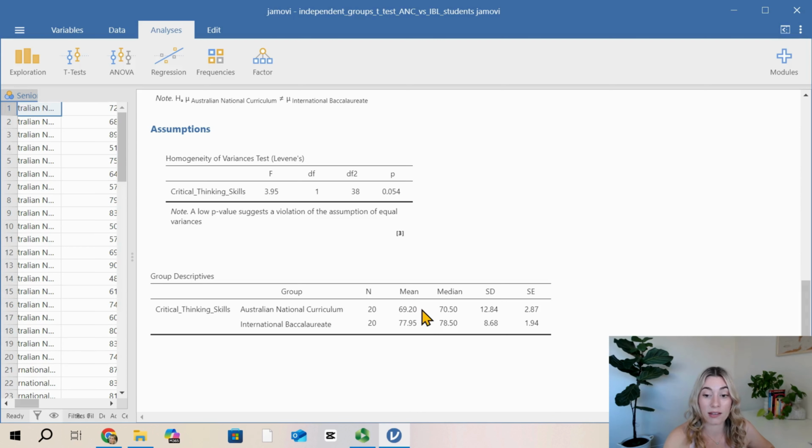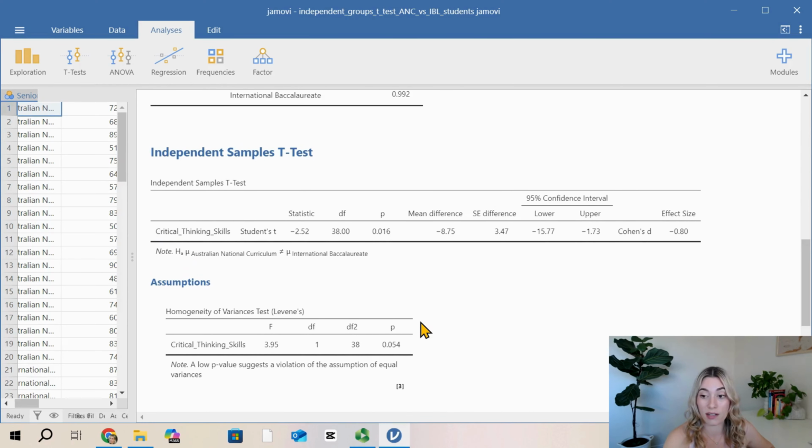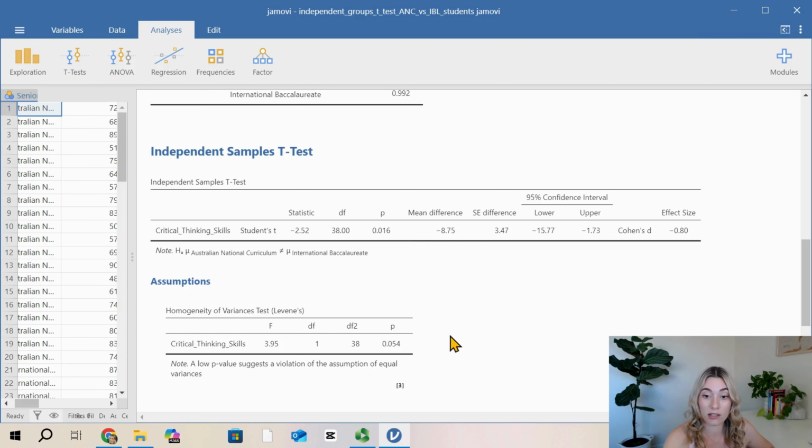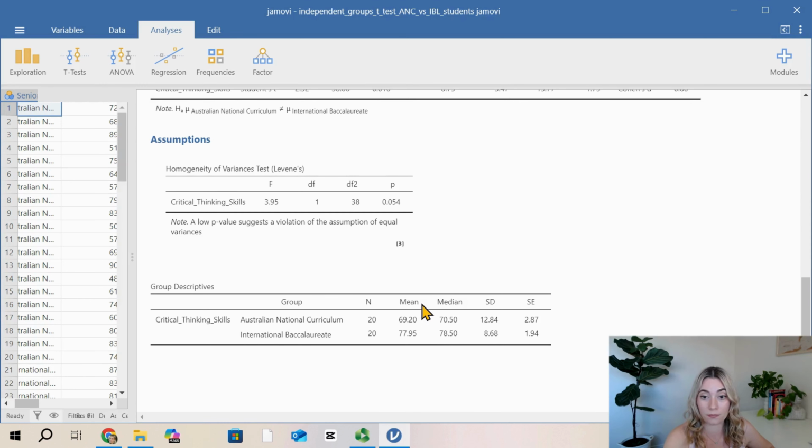However, to see if there's a significant difference in critical thinking skills between these groups, we look at our independent samples t-test table. We look at the p-value. We can see that this is below the 0.05 threshold. In other words, there is a significant difference between these groups, and more specifically, those in the International Baccalaureate program scored significantly higher on the critical thinking skills test than those in the Australian National Curriculum.